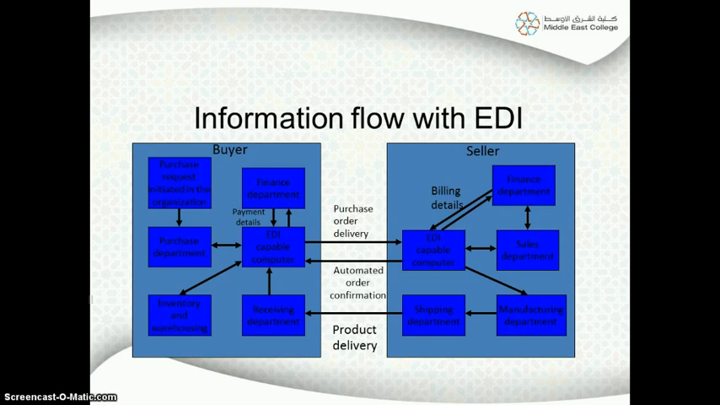Step 6, transport company's computer sends status to seller's computer. Step 7, buyer's computer sends receipt advice to seller's computer. Step 8, seller's computer sends invoice to buyer's computer. And in step 9, buyer's computer sends payment to the seller computer.